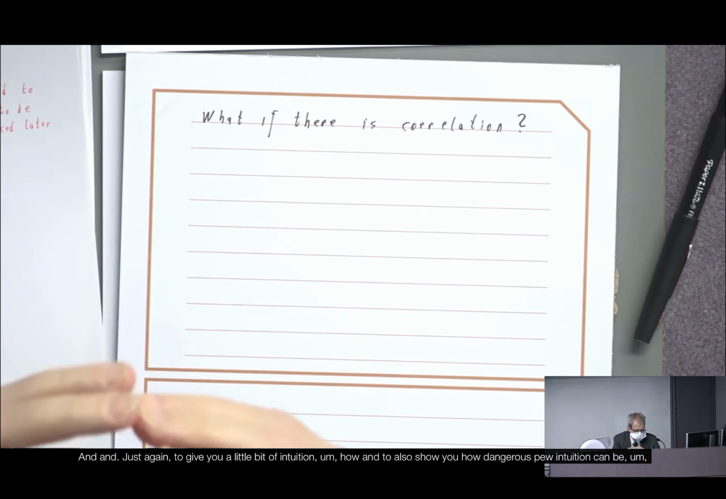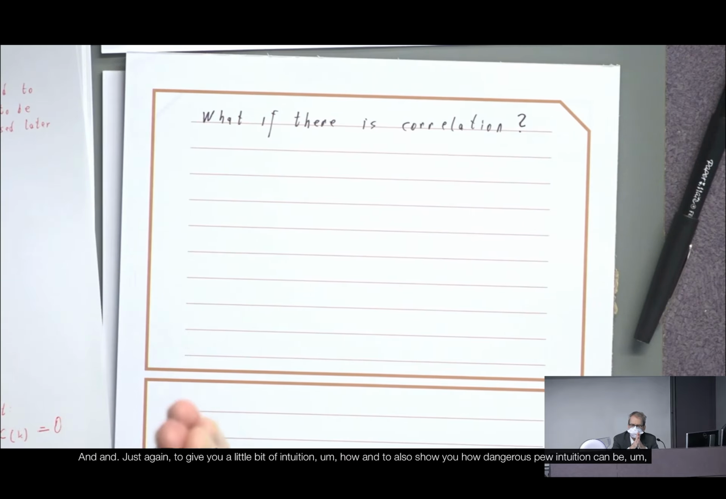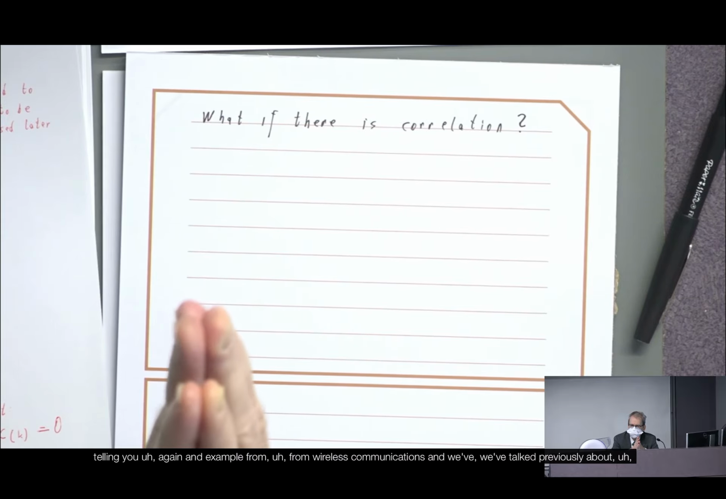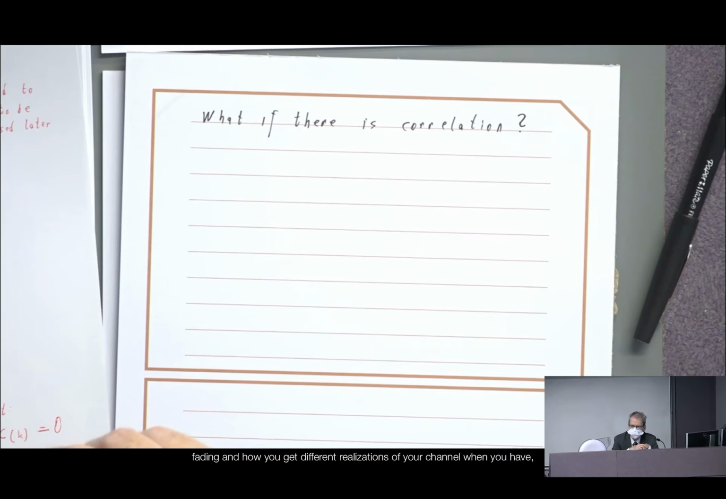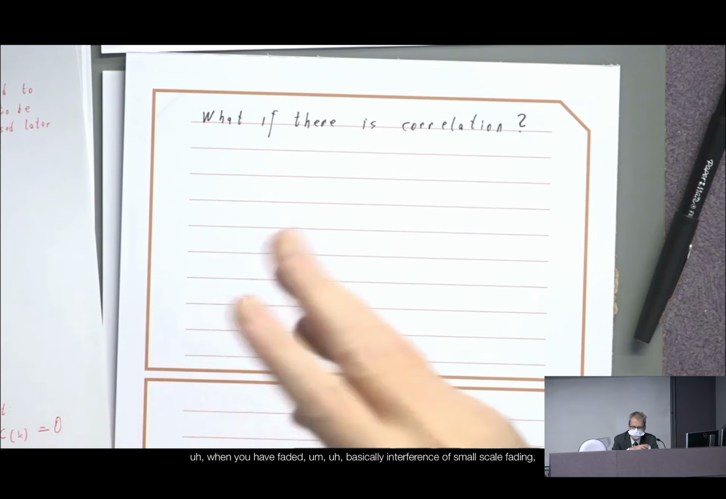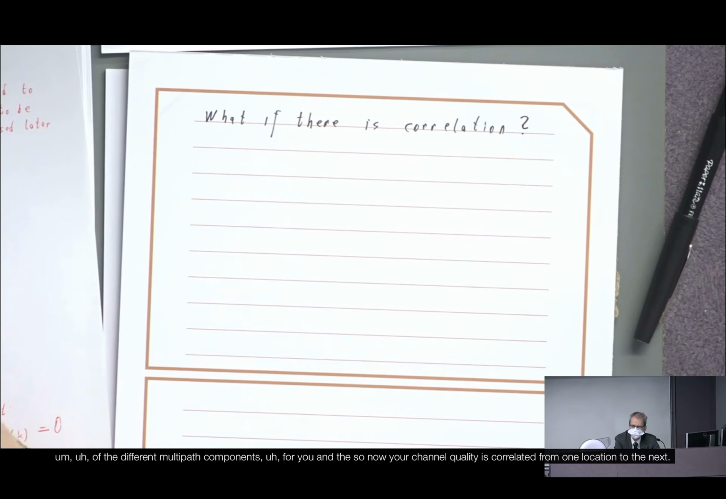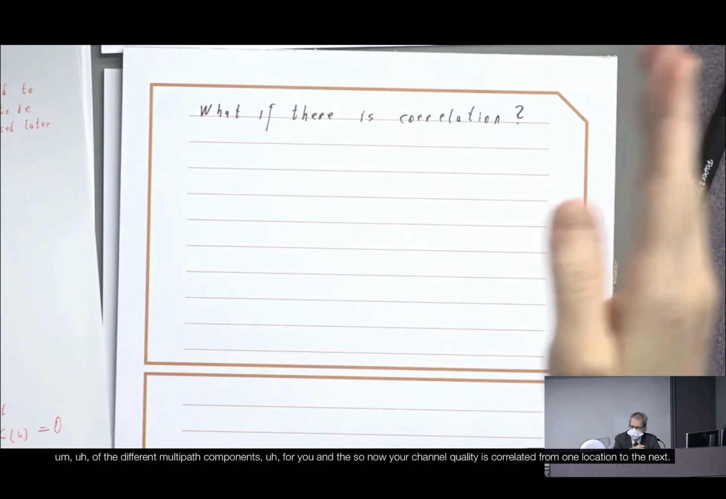And just again, to give you a little bit of intuition, and to also show you how dangerous pure intuition can be, I'm telling you again an example from wireless communications. We've talked previously about fading and how you get different realizations of your channel when you have faded, basically interference of small-scale fading of the different multipath components for you. And so now your channel quality is correlated from one location to the next.